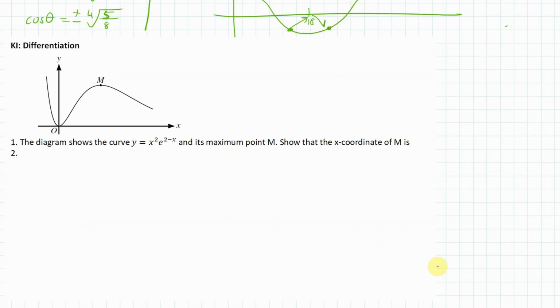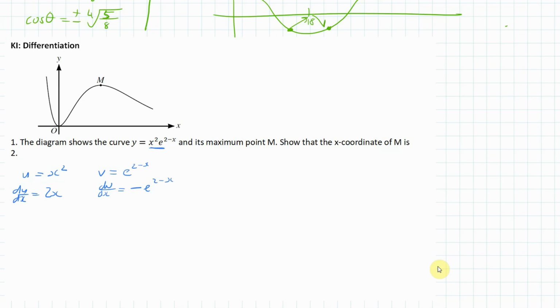Okay. So the next one here, we've got to find the coordinate of m being 2. So we've got to differentiate this, and you can see that we're going to use the product rule. So I'm going to say u is equal to x squared, and therefore du dx is equal to 2x. I'm going to say v is equal to e to the 2 minus x, and therefore dv dx is equal to negative e to the 2 minus x.